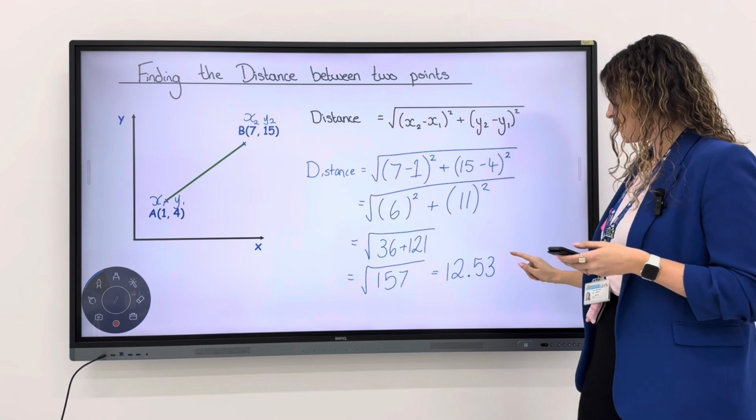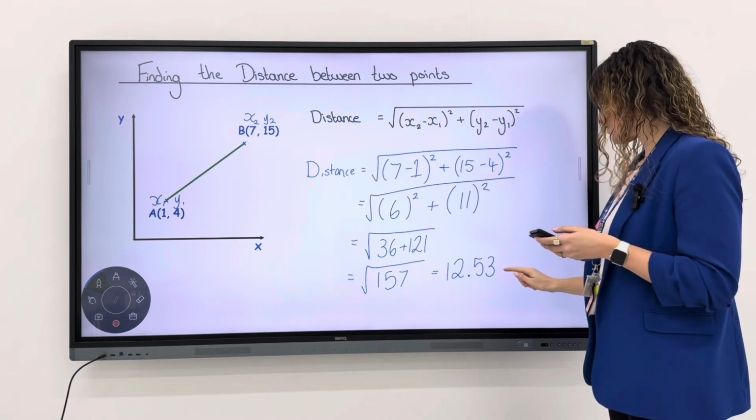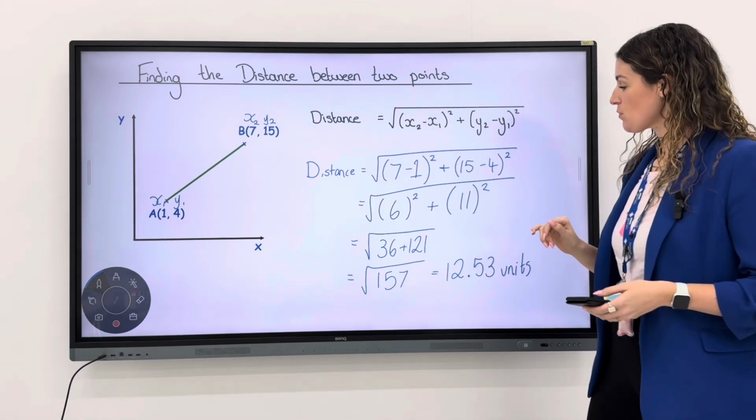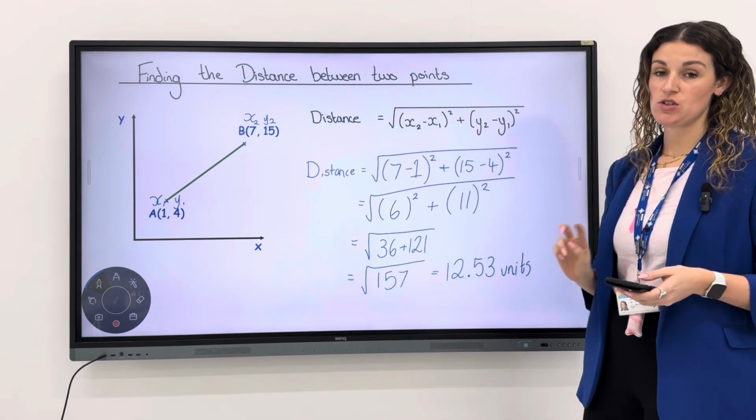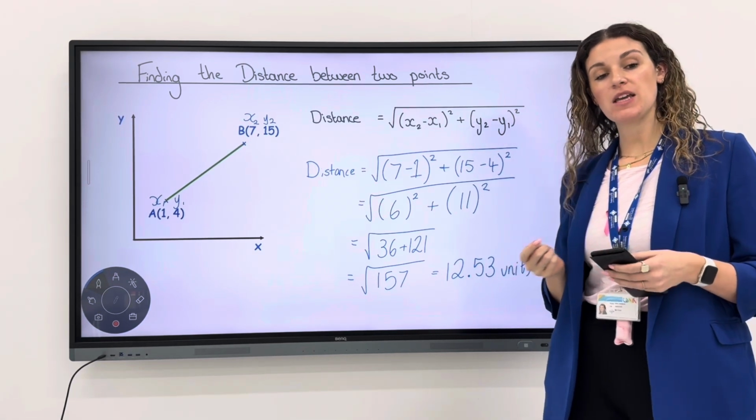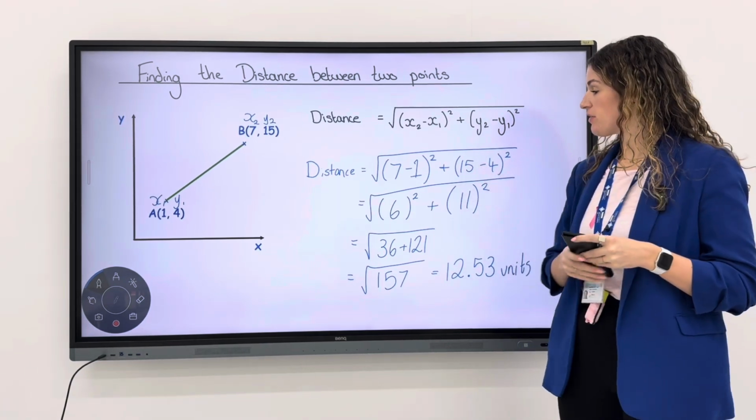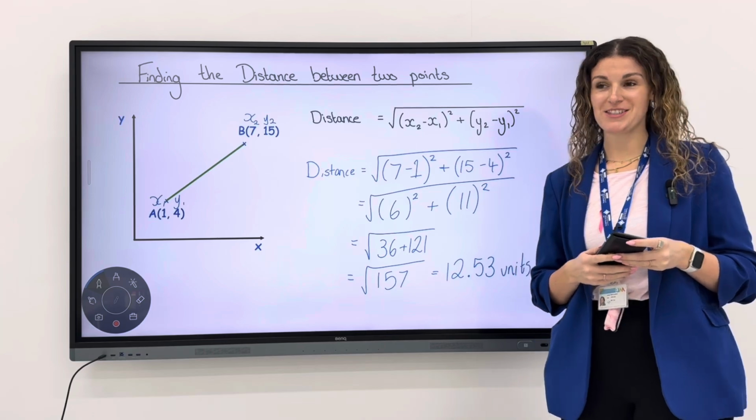So here, this would be equal to 12.53 units, rounded to 2 decimal places. So just be really careful in terms of what the question asks for, but there you have it. That is how we find the distance.